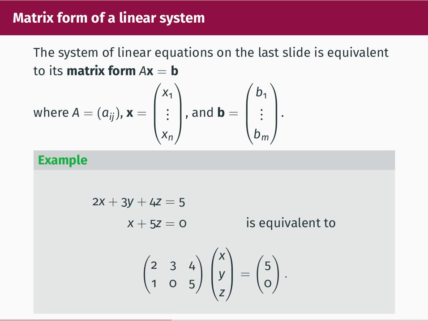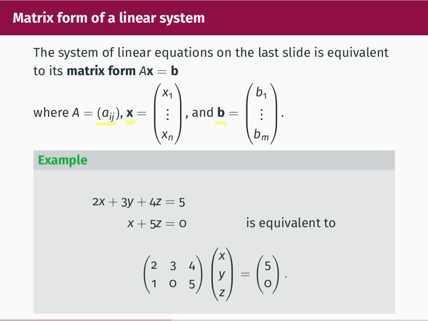The system of linear equations on the last slide is equivalent to its matrix form Ax equals b, where A is the matrix formed by the coefficients on the left-hand side, the aij's. Vector x is a vector consisting of the unknowns x1 up to xn, and b is a vector consisting of the coefficients on the right-hand sides of those equations.